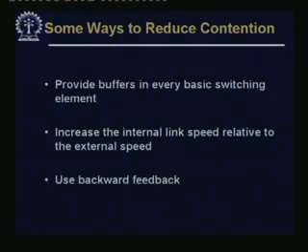That means, if the internal link is much faster than the external speed at which you are pumping in, then you may be able to handle both of them. So far as the input streams or the output streams are concerned, they will not notice the faster switching that is going on within the switch. So, they will think that there is no contention. Or use a backward feedback, that means at some later point in the MIN, if you find that there is a contention, then one of them you feed back so that it recirculates.